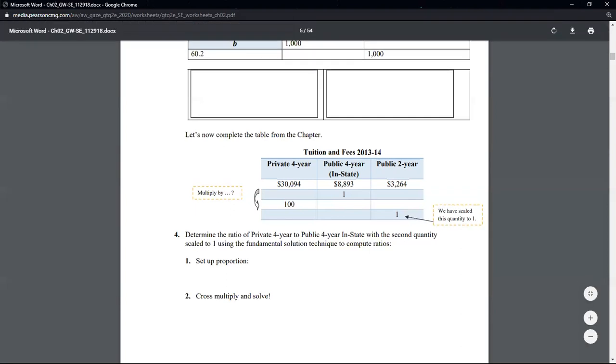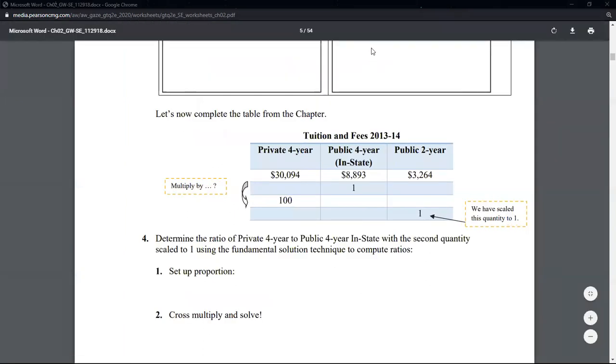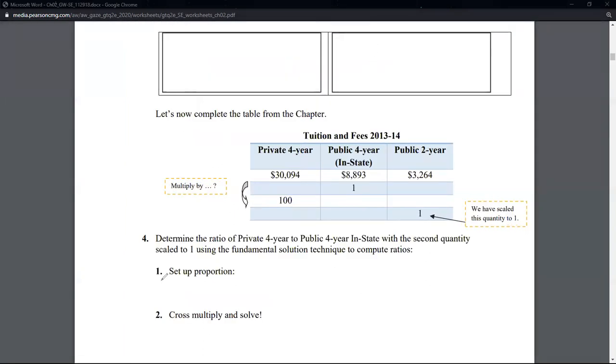Am I on annotate? No, I'm not. So we're going private to public four-year. So private, I got to zoom in a little. Clear screen, take off annotate, go back on annotate. There we go. So I'm going to go private to public, and I need to say four-year because there's public two-year as well. So this is me using my words and then writing extra things.